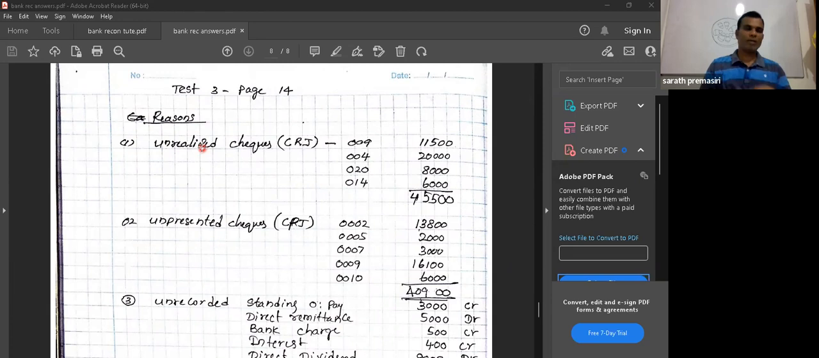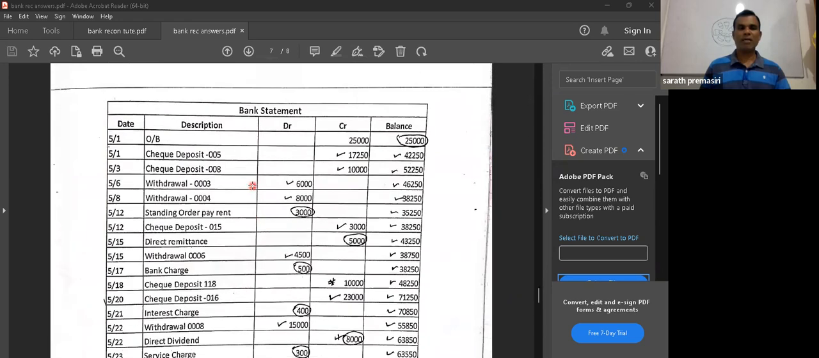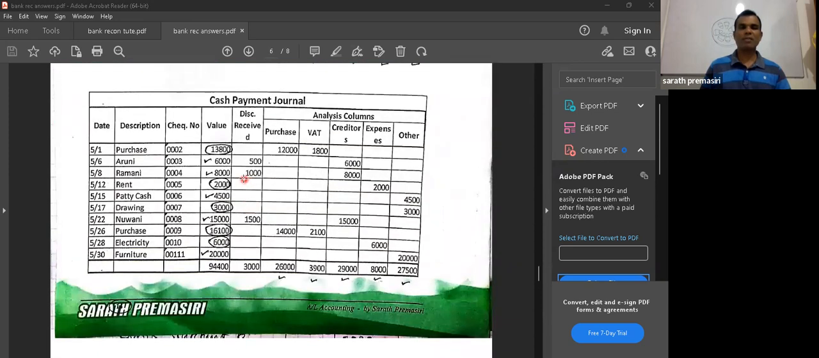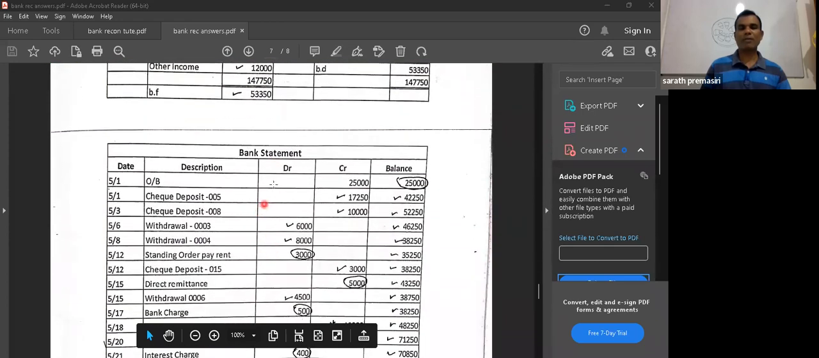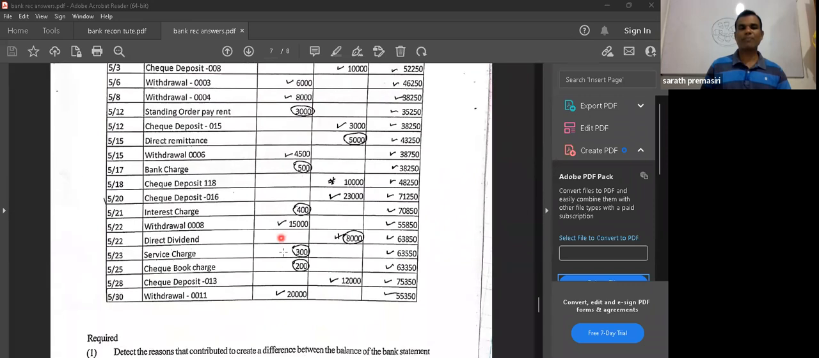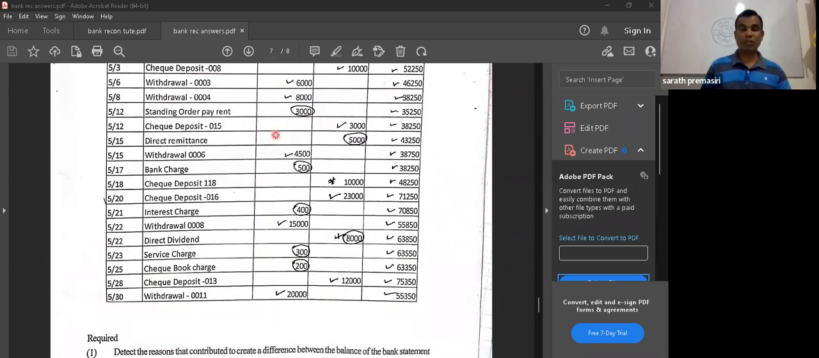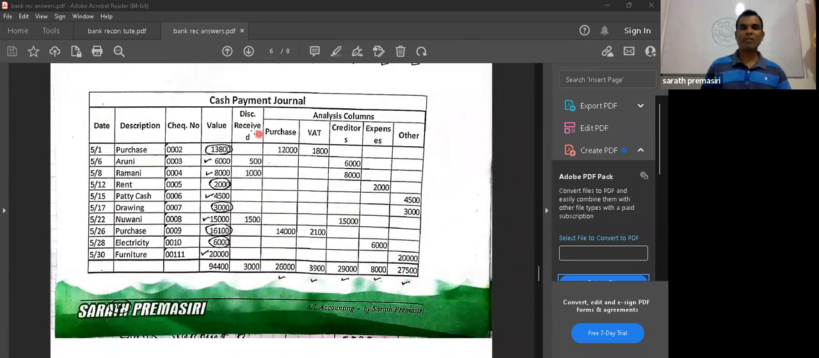Right. Let's move on to the next part. After comparing the values of the cash receipt journal with the bank statement credit side, thereafter we have to compare the cash payment journal values with the debit column of the bank statement. These values are compared with the values of the cash payment journal. Look at that cash payment journal.